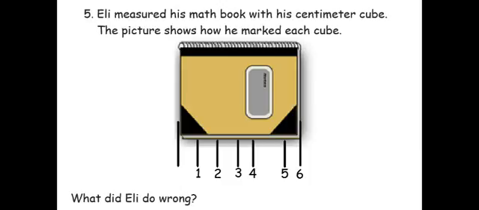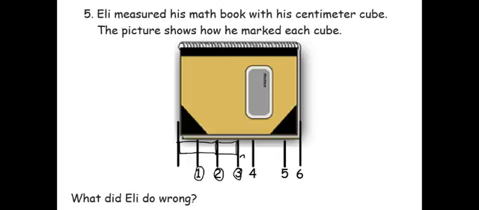The last question says Eli measured his math book with his centimeter cube. The picture shows how he marked each cube. What did Eli do wrong? Well, if he has one cube and he's measuring his book, he would have put the first cube on the end and made a mark where the 1 is. And he will continue laying out the cube and keeping track of the distance for each centimeter cube.